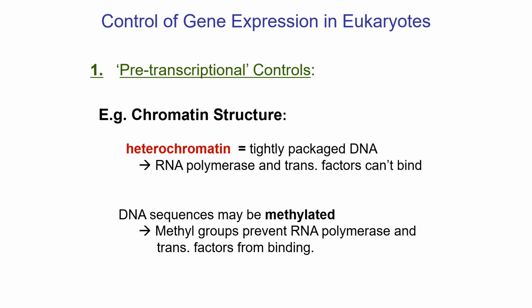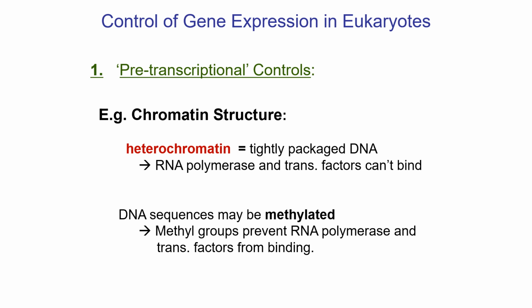If we have very tightly packaged DNA, it's referred to as heterochromatin. And this is DNA as we would see it, let's say, during late prophase or metaphase of cell division. When the DNA is that tightly compacted, RNA polymerase and transcription factors, those are proteins that help this whole process, can't get to the DNA. So the RNA polymerase can't get to the promoter. It can't physically get to the gene to transcribe it.